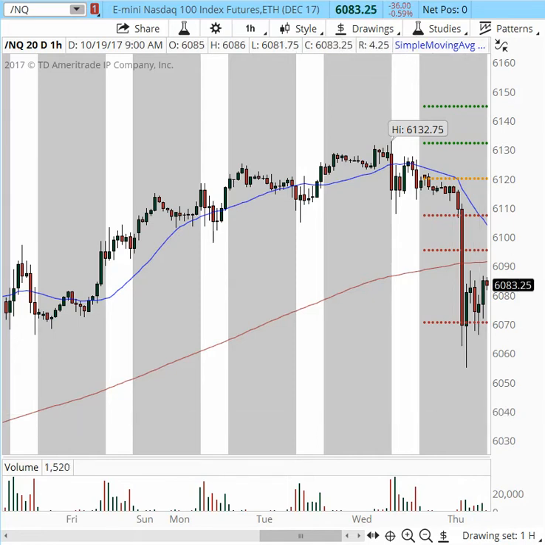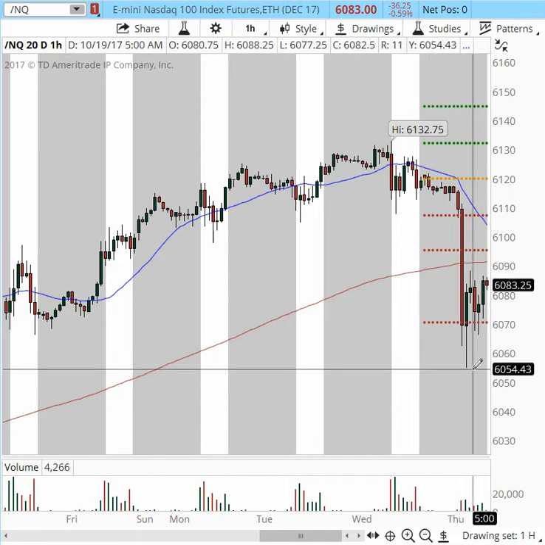That is the next support area that we have, and the next support area after that is going to be 60.20. So these are the two focal areas that we will be watching today. Keep that in mind, 60.40 and 60.20. And that is if we break this low right here.